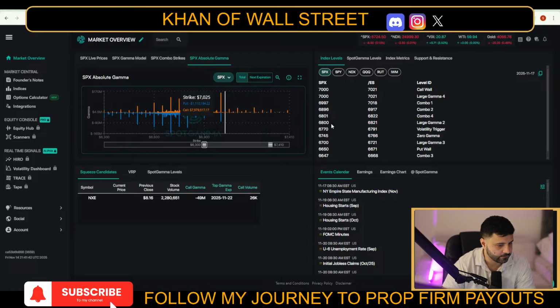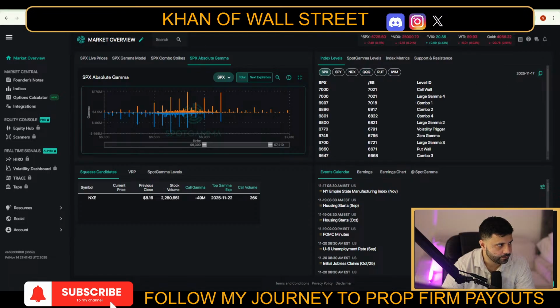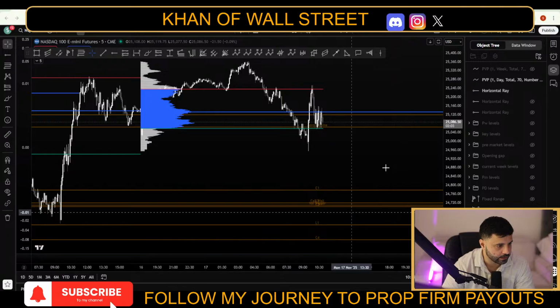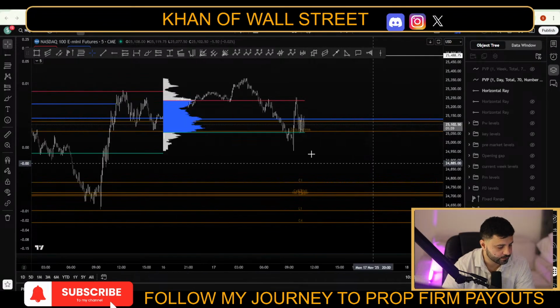And these levels, they change every day. They're based off 0 DTE, 0 days to expiration options, and they change every day. So we have different ones for SPX, SPY, Nasdaq, QQQ, even Russell, IWM. All we do is copy and paste them into TradingView, and it plots the levels for us. And then these act as support and resistance.